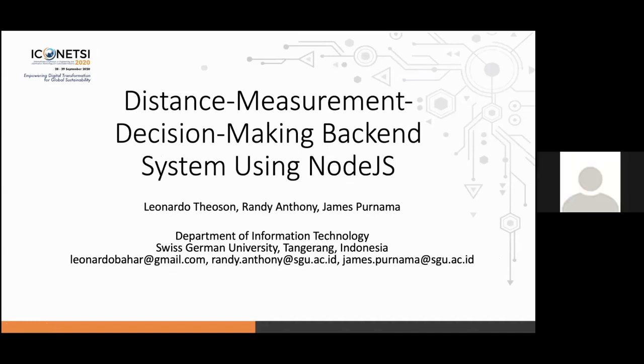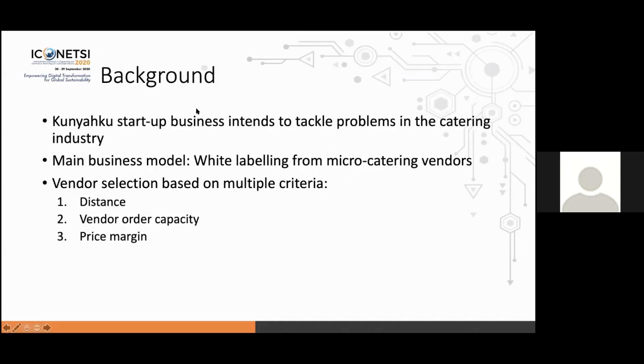Dr. Mala. Good afternoon again, lecturers, seniors, and my fellow friends. It is a great honor for me to be able to present here. My topic will be about the distance measurement decision-making backend system using Node.js. So just a brief background on who this system is for: Kunyaku is a startup business which intends to tackle problems in the catering industry.